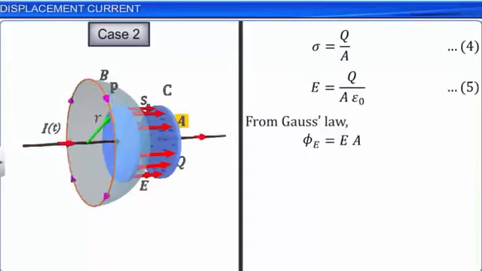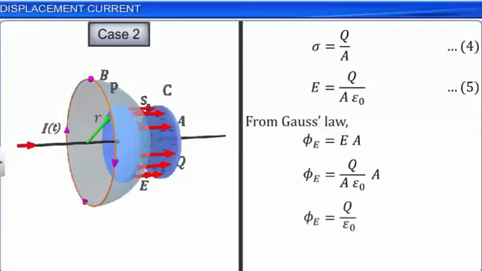On substituting equation 5 in Gauss's law, we get the electric flux phi E is equal to Q by A epsilon naught into A. That is, the electric flux through the surface S2 is equal to Q by epsilon naught. Let this be equation 6. Equation 6 can be rewritten to get the charge on the plates of the capacitor, that is, Q is equal to phi E into epsilon naught.